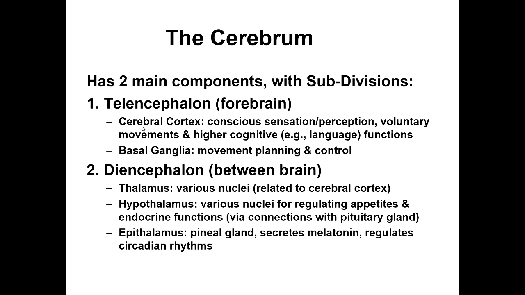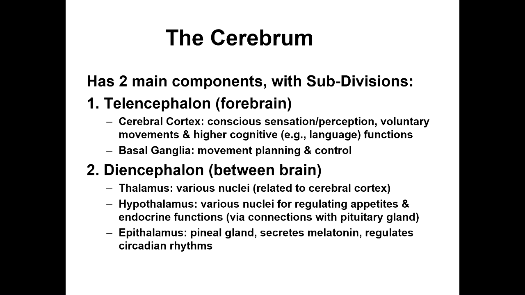And in fact, this is by far and away the largest and most evolved part of the human brain, and actually, in a way, the most interesting, because it's responsible for all the kind of things that we think that the brain does. For example, it's responsible for all of our conscious sensations or perceptions. It's responsible for the control of all of our voluntary movements, and for our various higher cognitive functions, such as memory and language.